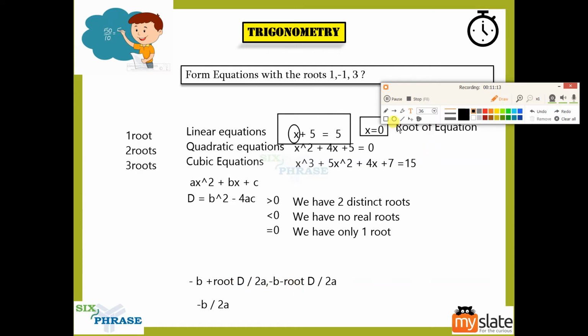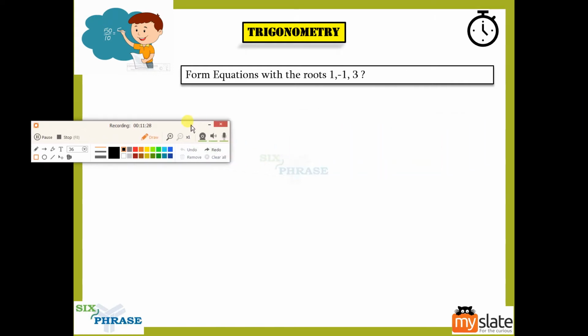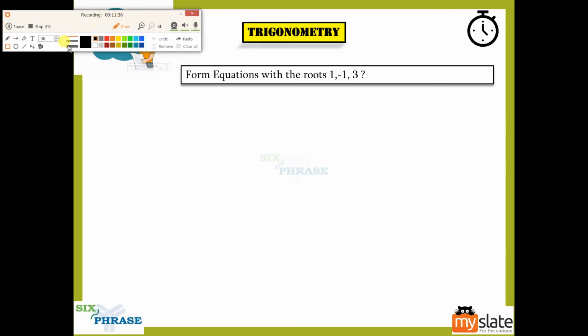Just by knowing these two things, when it is greater than 0, use this. When it is less than 0, use this. You'll get the roots. But when it is given like this, we'll see how we deal with cubic equations. What the question says here is, form equations with roots 1, minus 1, and then 3.